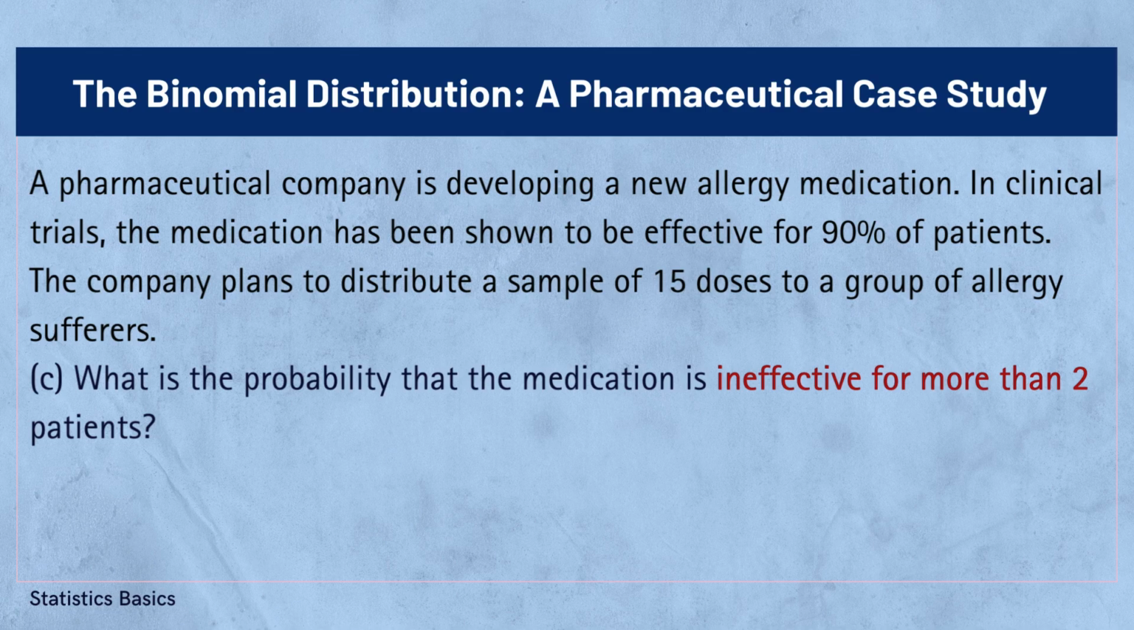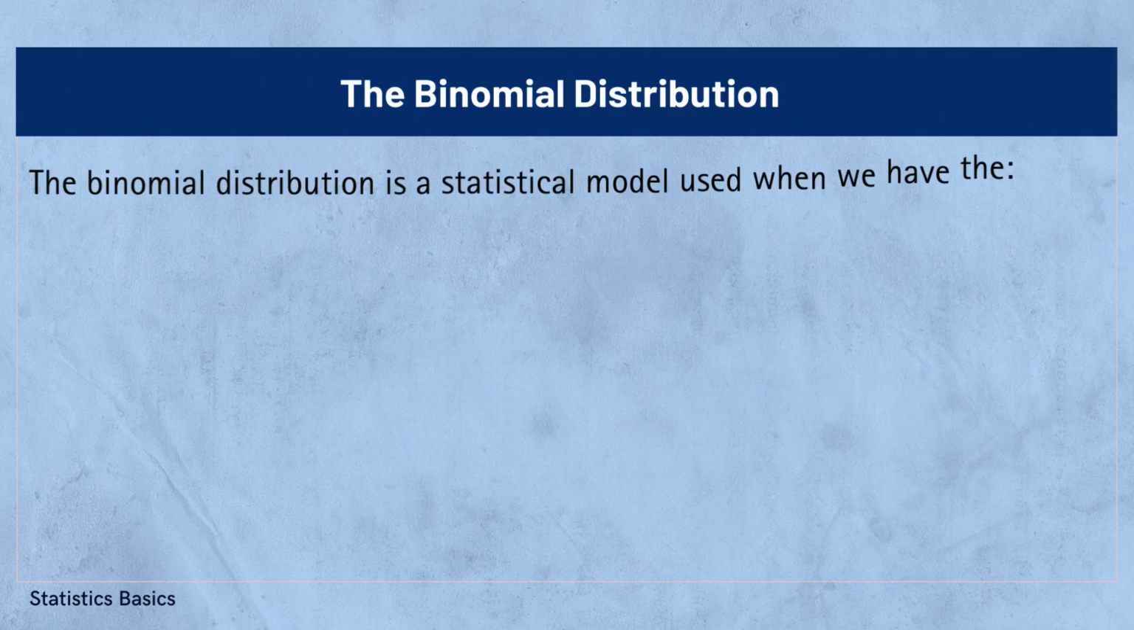By analyzing these questions, you can gain a deeper understanding of the potential outcomes of the sample test and make informed decisions about the medication's distribution. Before we tackle the pharmaceutical problem, let's quickly grasp the fundamentals of the binomial probability distribution.